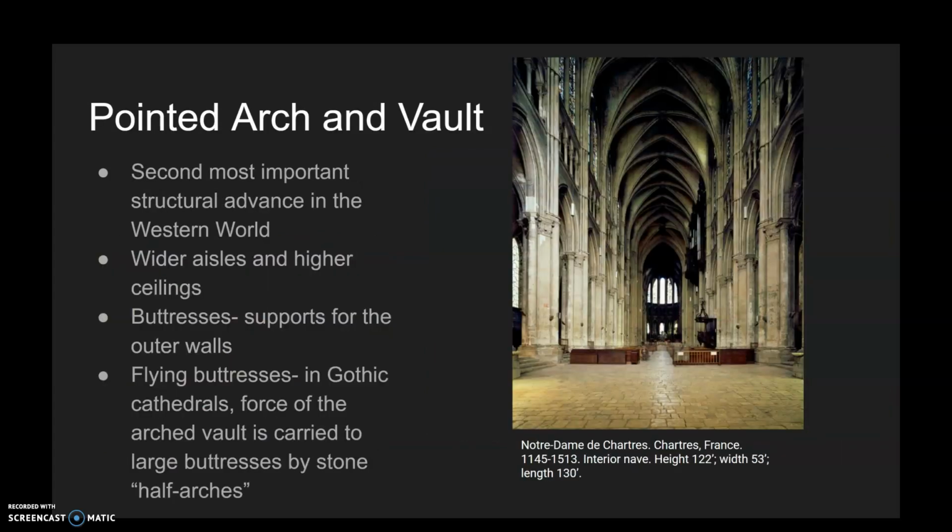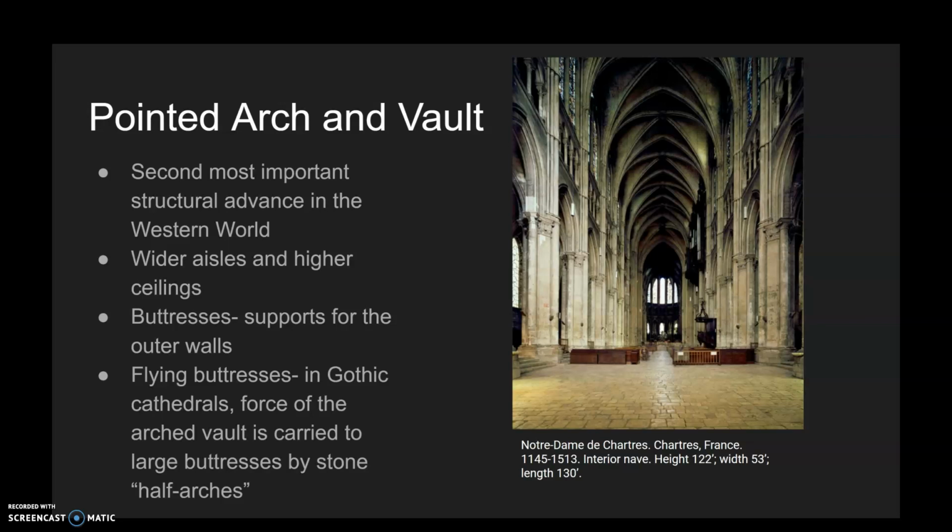Then we are moving into our next construction type, which is called pointed arch and vault. After the round arch, the pointed arch was the next most important structural advance in the Western world. The new shape seems like a small change. Like, why do we have a separate section for this? But it had a huge effect on the building of cathedrals because it made it possible to make much wider aisles and much higher ceilings. We'll start to see that in places like Notre Dame in France.